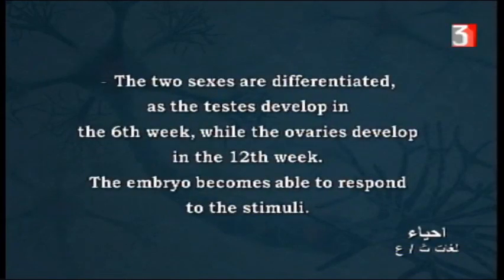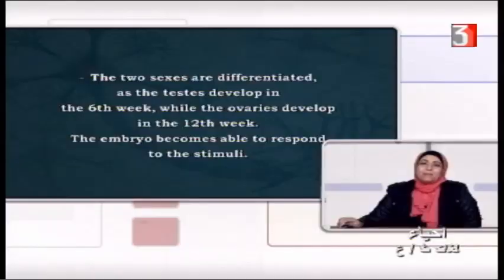The two sexes are differentiated as the testes develop in the 6th week. 6 weeks means after 1 month and a half. After 1 month and a half, we can determine the kind of the baby, whether the baby is female or male.